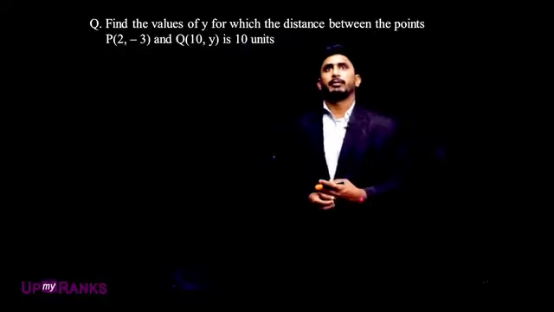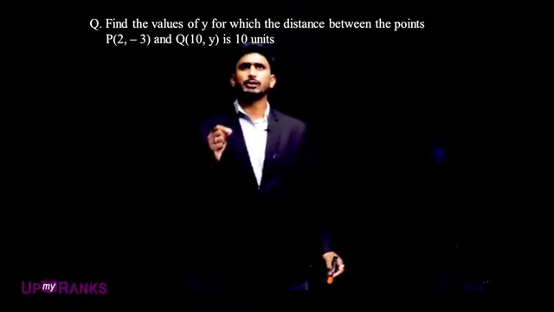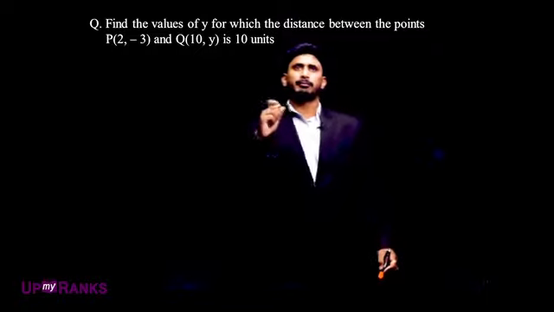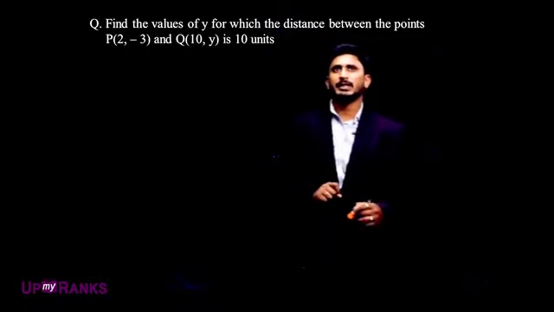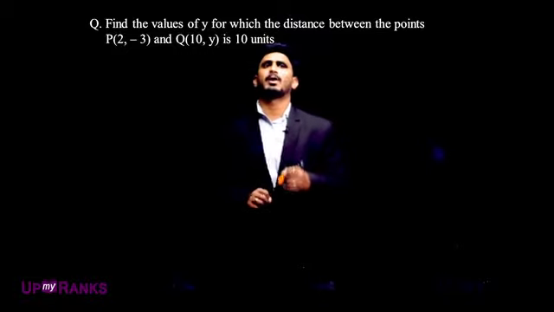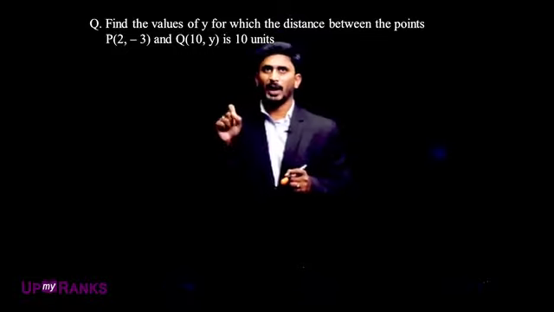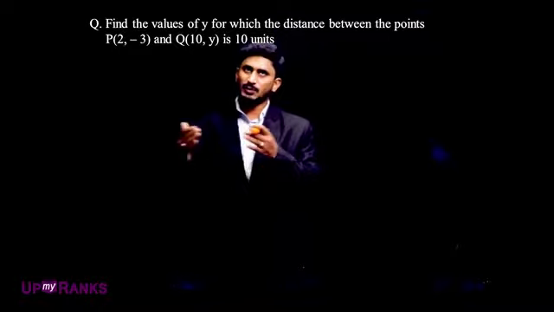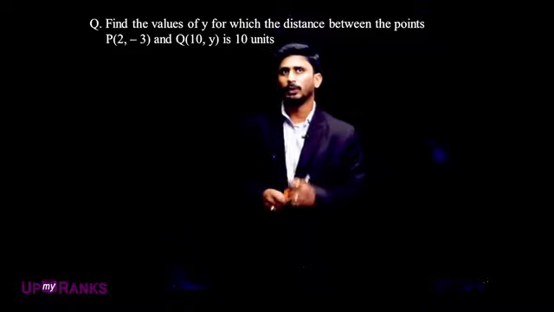So children, now we have the next question like this. Find the values of y for which the distance between the points P(2, -3) and Q(10, y) is 10 units. So we have to find the value of y wherein the distance between the 2 points, P and Q, is already given as 10 units. So how do we do it?